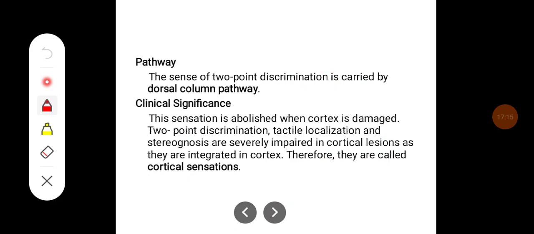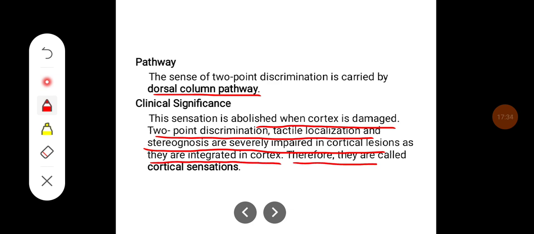The pathway for 2-point discrimination is the dorsal column pathway. So this sensation is abolished when the cortex is damaged. 2-point discrimination, tactile localization, and stereognosis are severely impaired in cortical lesions as they are integrated in the cortex. Therefore, they are called cortical sensations.